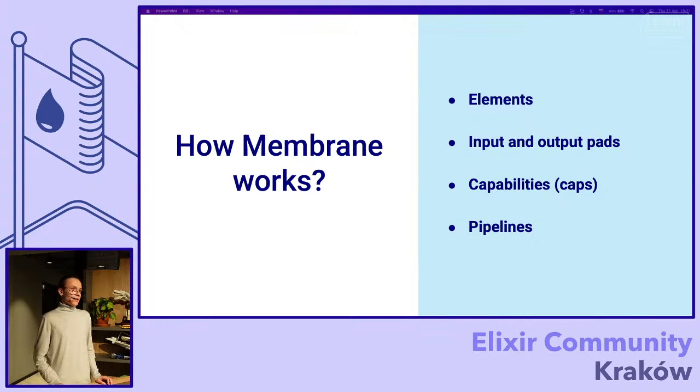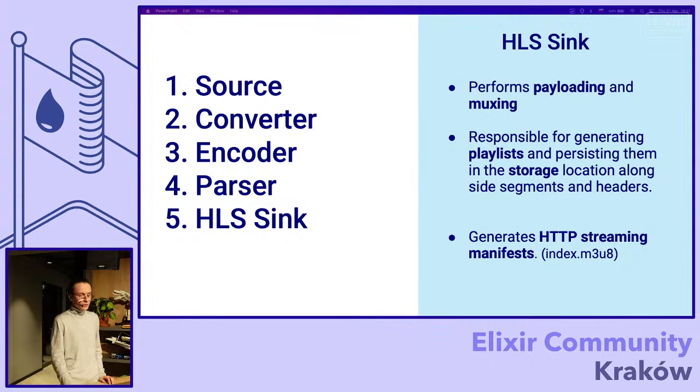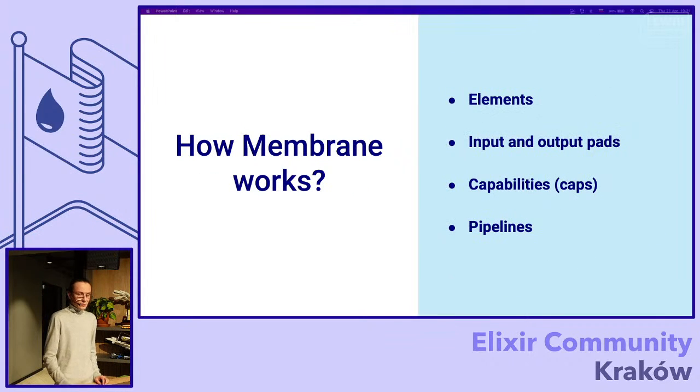So Membrane, going into some detail, has elements, which are just these source, converter, encoder, parser, and many others. These are just Membrane elements. Membrane has input and output paths, which are just capabilities. They define the type of data that an element can receive, and the type of data that it can output. And the last part of Membrane is pipelines.